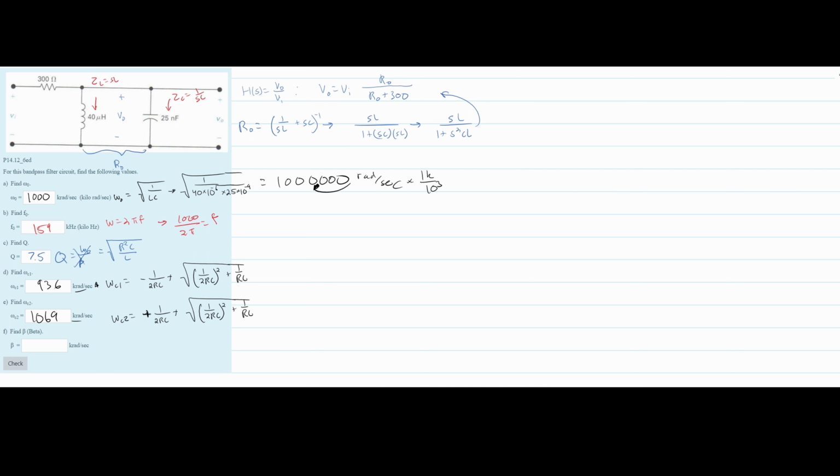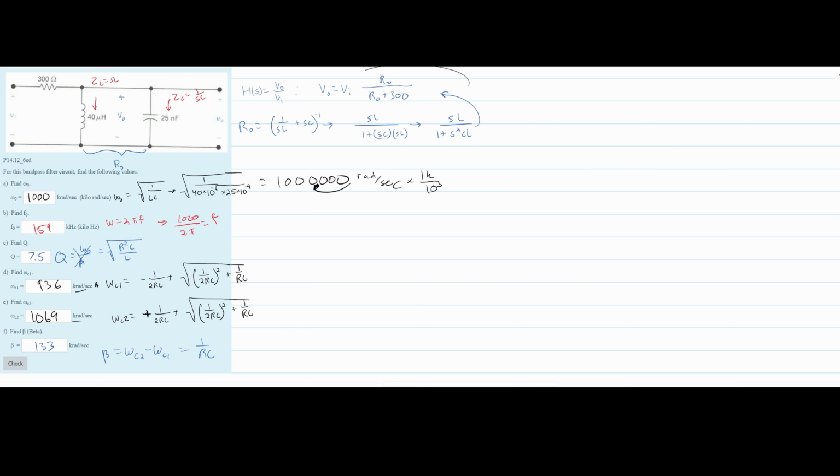To find our beta now, we can find it again two ways. We have omega c2 minus omega c1, or we can just have 1 over R times C, and this is going to give us approximately 133 kilorads per second. And that's how you go about solving for this problem.